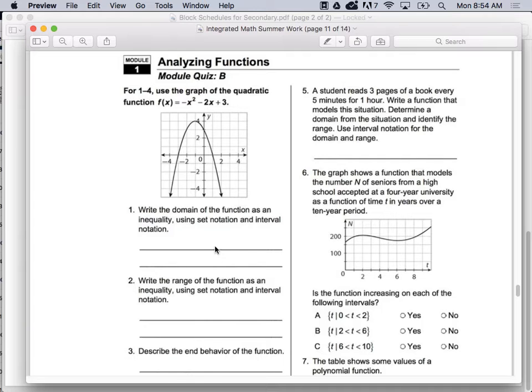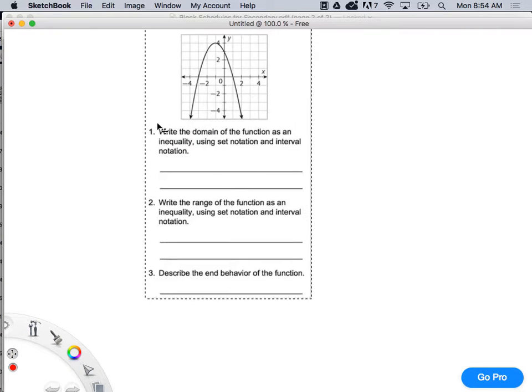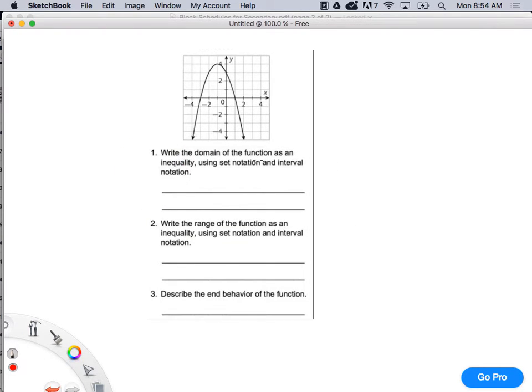So, what is the domain of the function? What is the domain of the function? Well, the domain of the function goes from negative infinity to positive infinity. So that's negative infinity to positive infinity, and then you'd have to do it in inequality notation, and then set notation, which is like this.